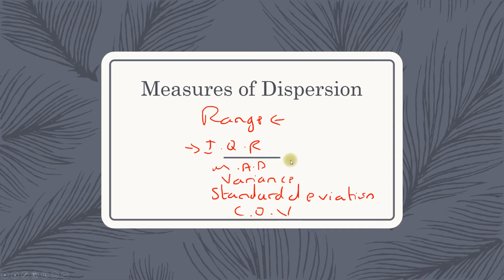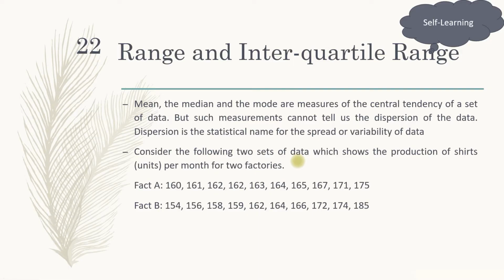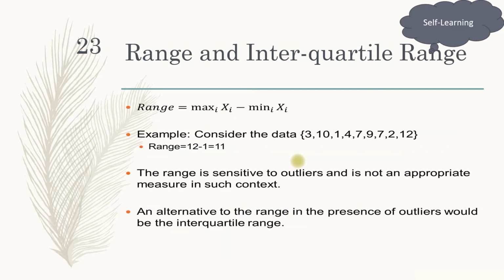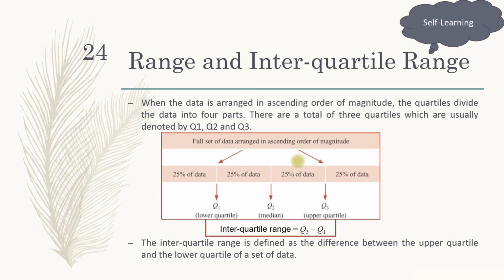So we will skip a few things that are relatively easy. For example, the range is something very simple. You can read it on your own. But we will look at the interquartile range. The advantage over the range is that it is not affected by outliers, because it is like a range, but a range for the centered part of the data. You're not taking the range of the minimum and the maximum, but you're taking the range for the centered part of the data, where 50% of data lies in between, in the center.